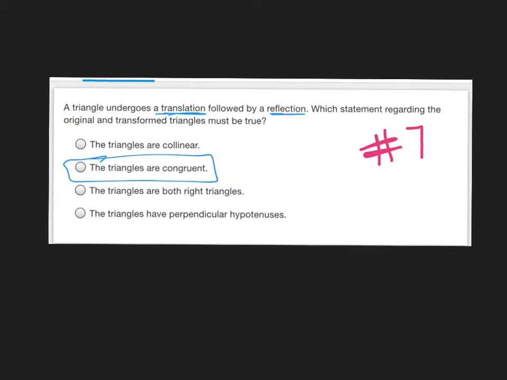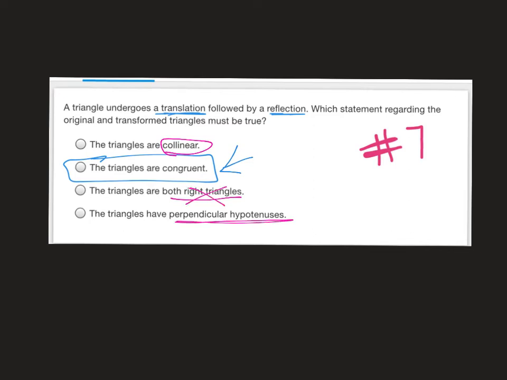All right, number 7 specifically says that it's undergoing a translation and a reflection. Again, that does not change the size or shape of the shape. So we're definitely going to choose the second choice here. Some things that we talked about in class were we have not said anything about collinear. We haven't talked about right triangles, and in order to say it's a right triangle, we have to know some things about their angles. And we don't know anything about their angles or their side amounts. So we don't know any exact measurement, so we can't tell that by what they give us. So I know it's not that one.